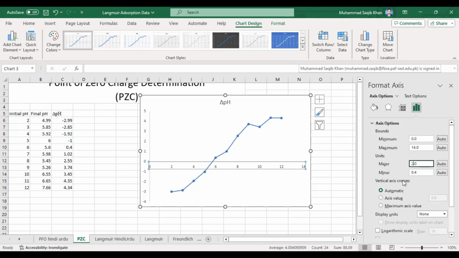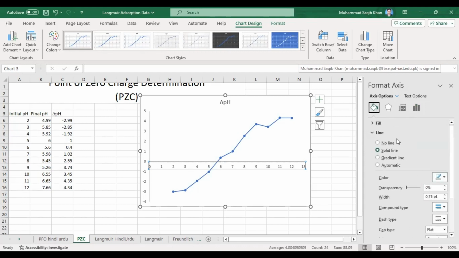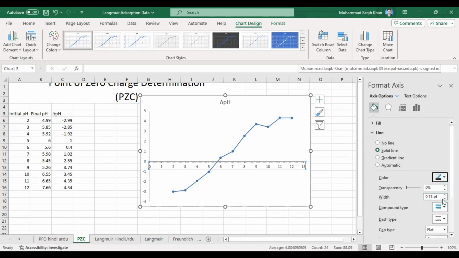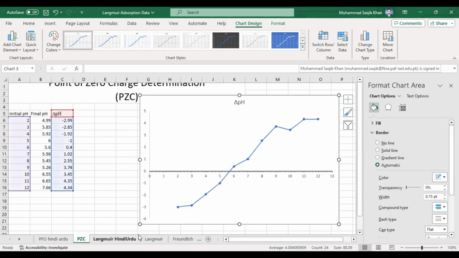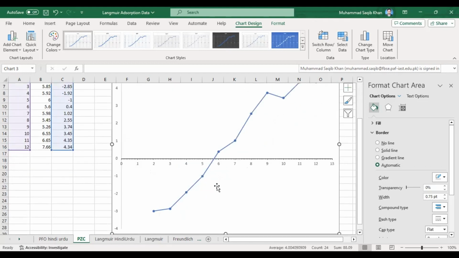The major unit we can change to 1, and this one also 0.1. Okay, now we'll go to the tick marks, and minor is outside and major outside. Then from here, we'll select the color of the line as black and increase the size of our graph to get a more real picture.